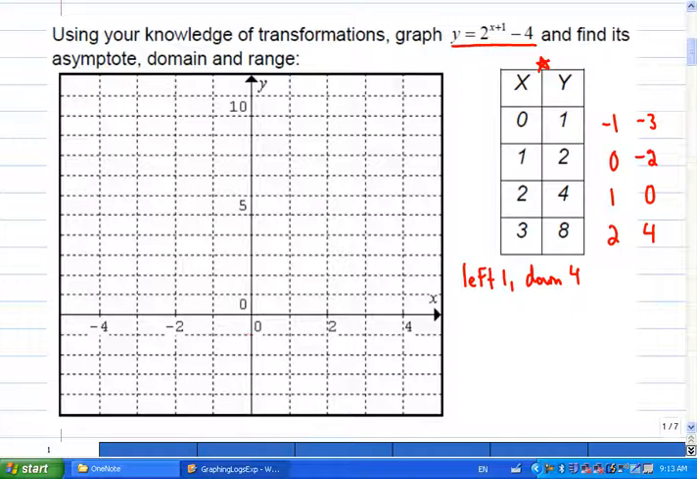And of course you could always just substitute values in for x here, but transformations is something you should keep practicing because that is one of our topics in this class. So here is the transformed graph.